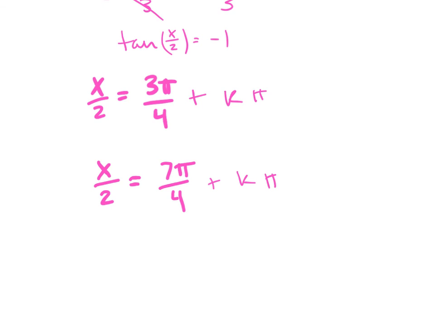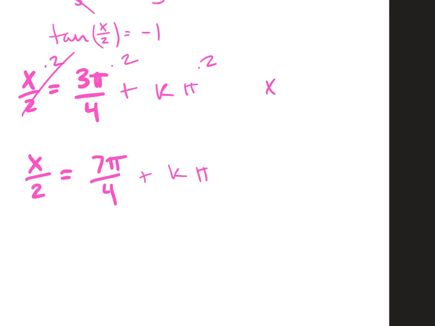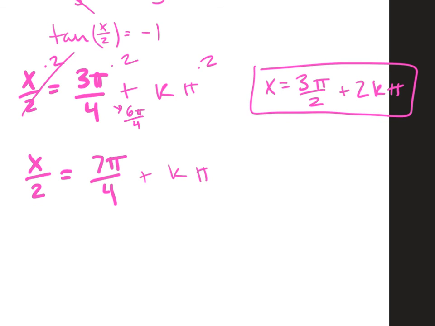What's next? Multiply by 2. So I get x is equal to, what's 3 pi over 4 times 2? Awesome. This would change to 6 pi over 4. We can take out a 2 from the top and the bottom, so it would be 3 pi over 2 plus 2k pi. So that's our first answer.